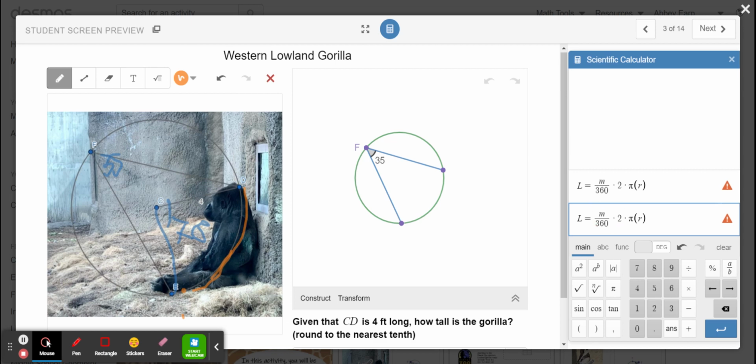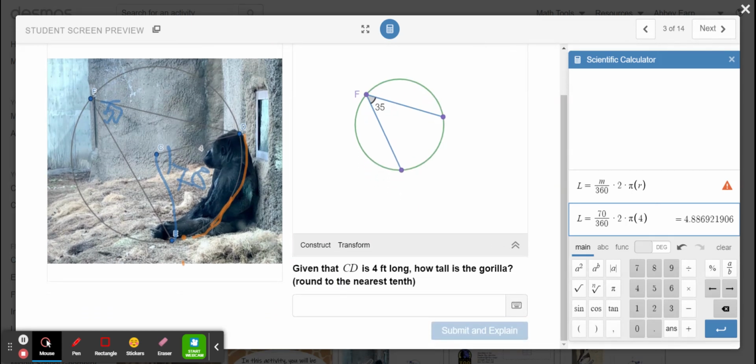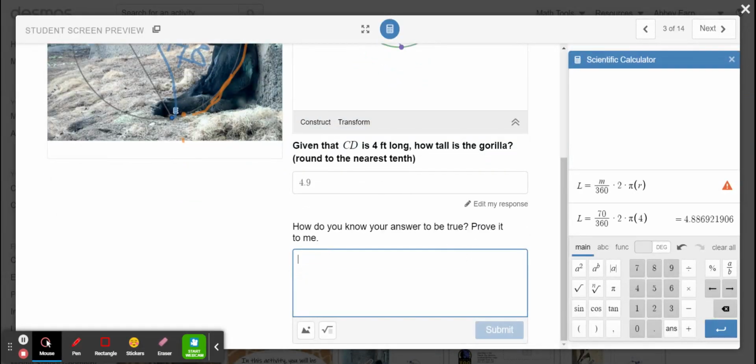So we know that our angle is 70 degrees, our central angle DCE, and our radius we are given, and that is 4. So our gorilla is 4.8869 feet tall. We are told to round to the nearest tenth, so 4.88 rounds to 4.9. We're going to submit, and we are going to explain what we did.